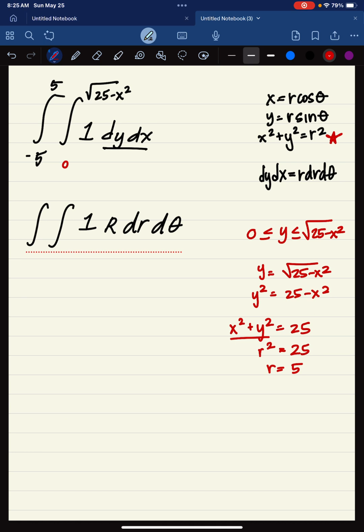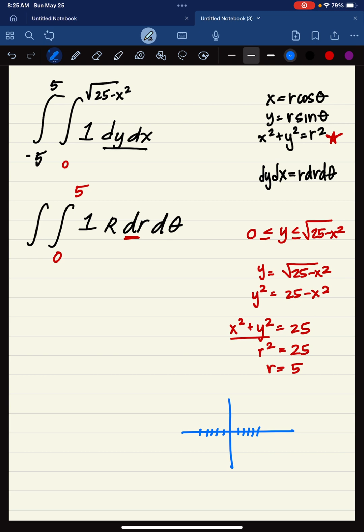Now, you'll say, why didn't you use the square root property? Well, r is a distance. It's the radius, so radius can't be negative. So since r is a distance, it's going to go from 0 to 5. So r is my interior function here, so it's going to go from 0 to 5. Now, let's look at the other part. The other part says that x lies between -5 and 5.